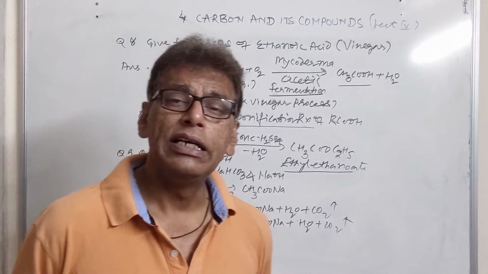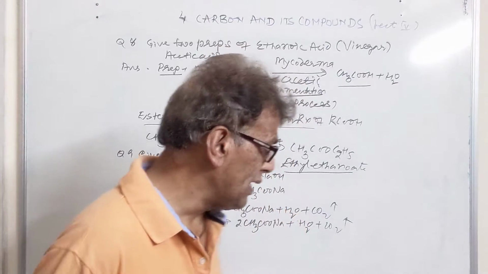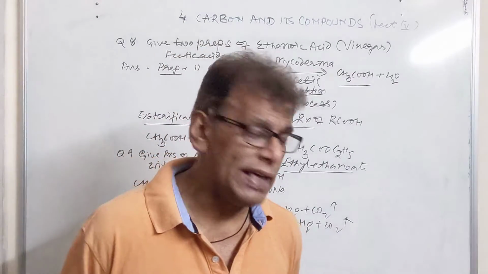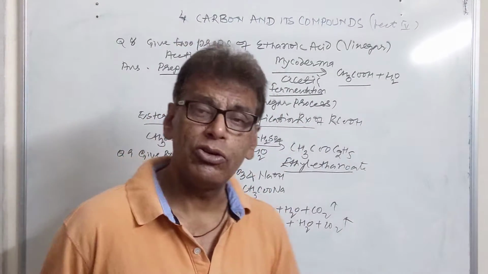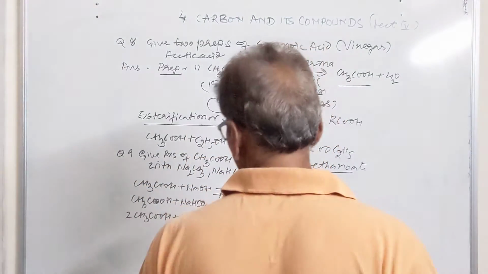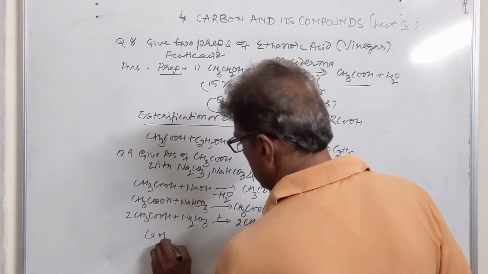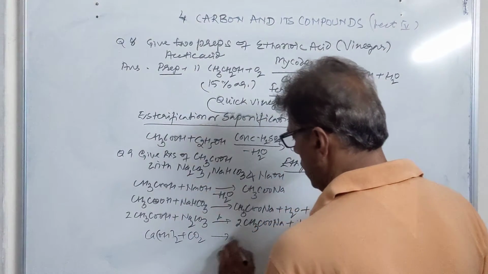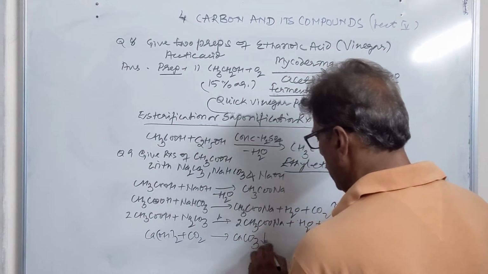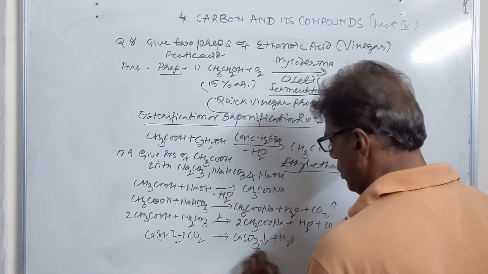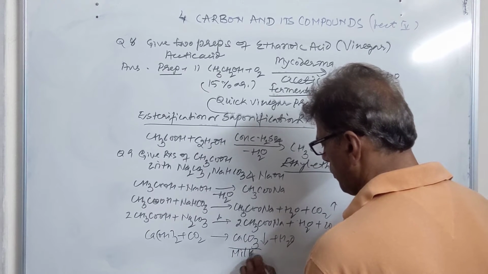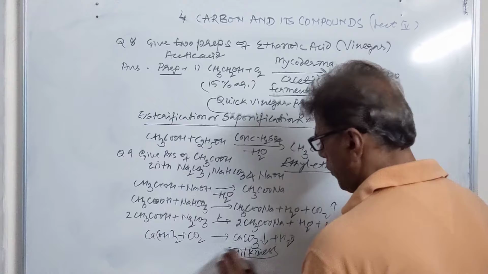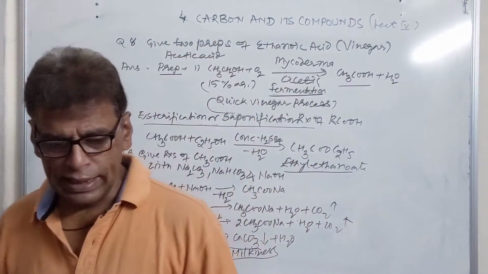A lot of bubbles are formed here, that is called brisk effervescence, and this CO2 when passed through lime water makes the lime water milky. That reaction is Ca(OH)2, which is lime water, giving CaCO3 plus H2O. This is your milkiness. So milkiness is seen there.